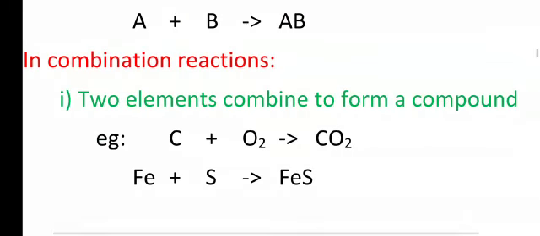In different ways, combination reactions can be performed. In this combination reaction, carbon and oxygen combine to form carbon dioxide. Very simple reaction, and that reaction is already balanced. In the second reaction, iron is combining with sulfur to form iron sulfide. In both reactions, two elements combine to form one product. Such a reaction is called a combination reaction. I think it is clear for all of you.